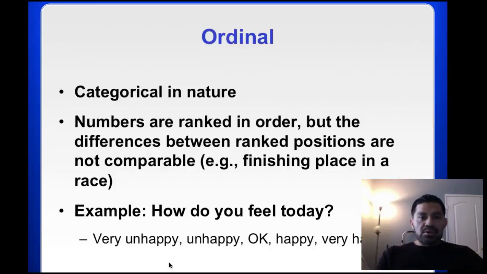The next one would be ordinal, categorical in nature. So the numbers are ranked. However, the differences between each rank are not comparable. So the difference between first and second and third may not be the same size. Or the example that they give you here says, how do you feel today? Very unhappy, unhappy, okay, happy, or very happy. So the difference between each one, we can't be absolutely sure that the difference is the same between one score and the next.